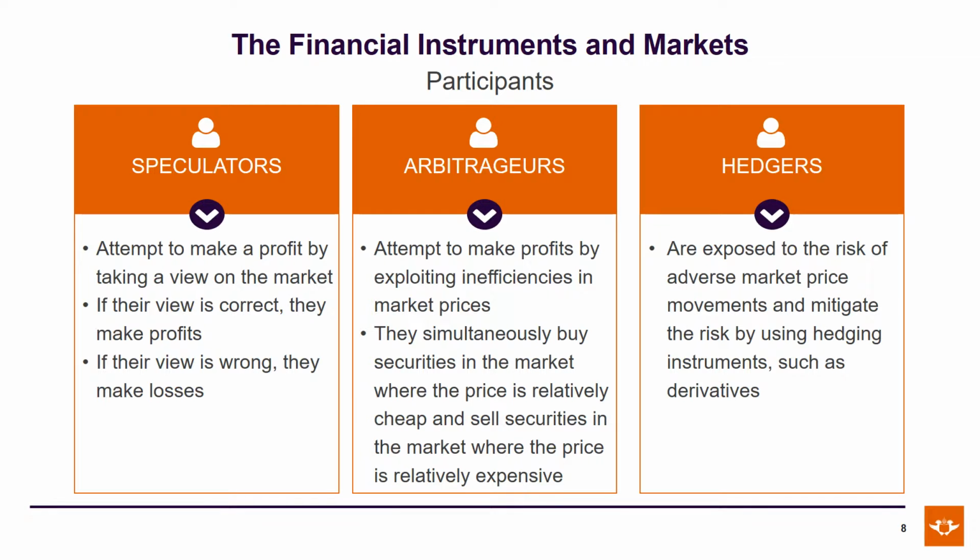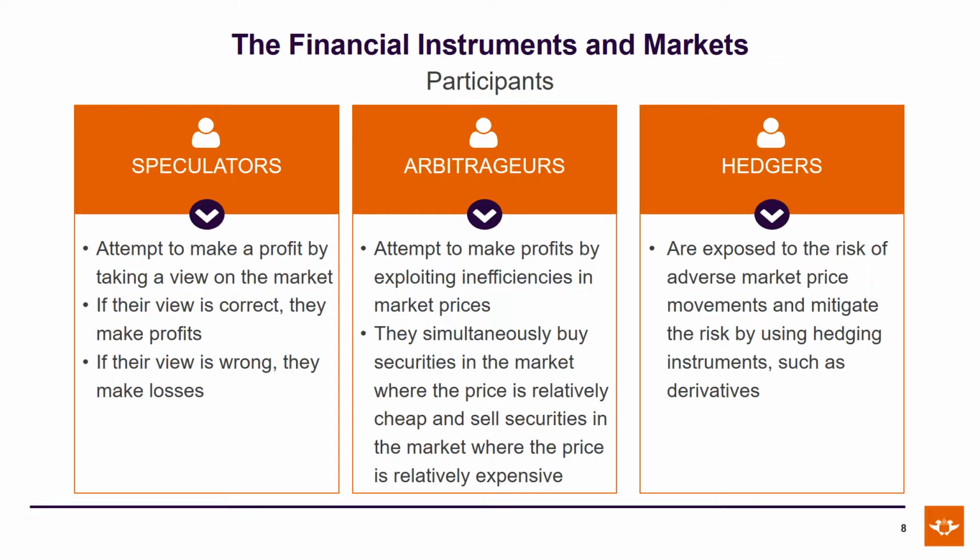So here are some market participants we may not have seen or talked about very much before. We have speculators. Now, we're all aware that speculation is an activity which has a lot of risk, and you can get very high rewards if your risks pay off, but you can lose everything if it doesn't. So in the financial market, speculators attempt to make a profit by taking a view on the market. If they are correct, they make lots of money. If they are not, they could lose their shirt and everything else.